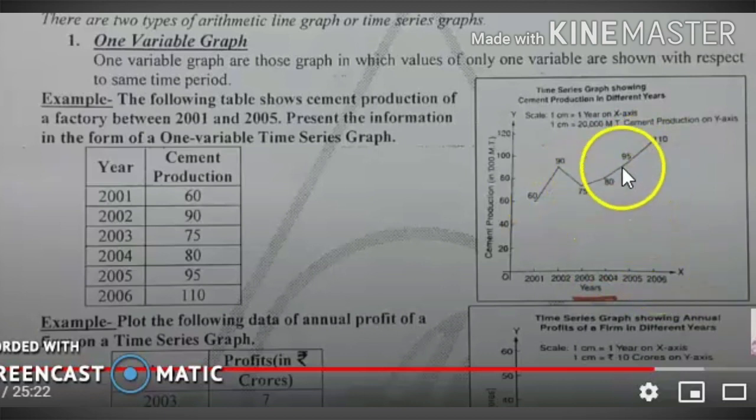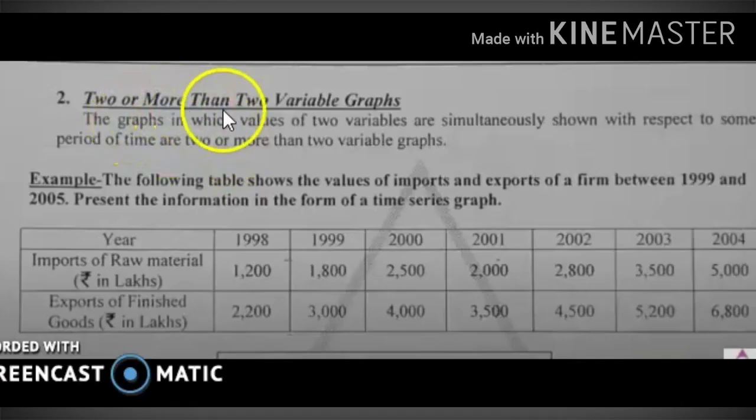Just join these without joining the 0 point, and you will be getting the timeline graph. So it's known as a time series graph in one variable. Okay, next is the two or more than two variable graph. The graphs in which values of two variables are simultaneously shown with respect to some period of time are two or more than two variable graphs.